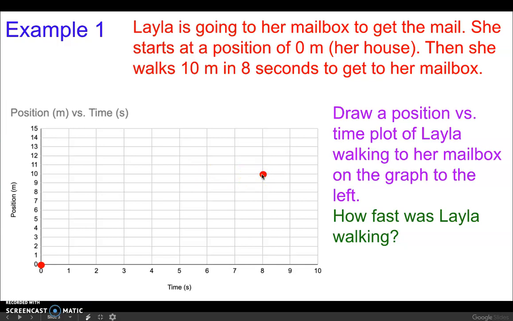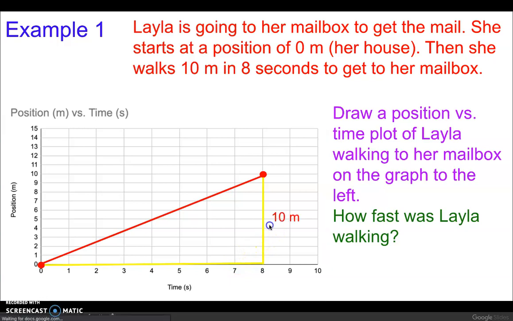And then because we're making a position versus time plot, we're going to connect the dots with the best fit line. Oh, whoops. Looks like I did 2 steps in one here. Okay, so then the question asked, how fast was Layla walking? And so we're going to find the slope of this line to figure out how fast she was walking, which is why I've got the rise and the run drawn on there.